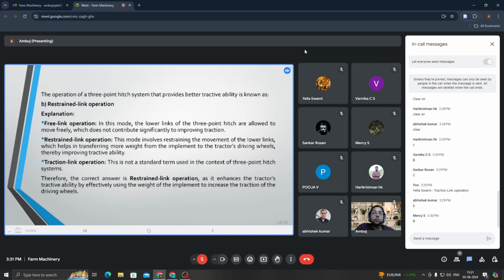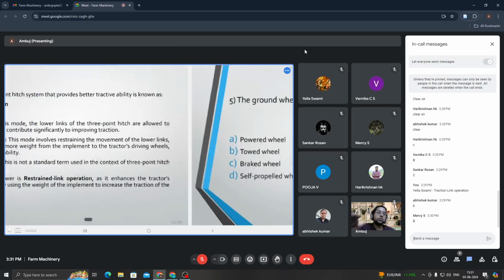Free link operation means that in this mode the lower links of the 3-point hitch are allowed to move freely. So the traction generating ability would be somewhat less. But in restrained link operation, this mode involves restraining the movement of the lower links, which helps in transferring more weight from the implement to the tractor. That I already told you. From 60:40, it would be 80:20, thereby improving the tractive ability. Hence, the correct option would be restrained link operation.